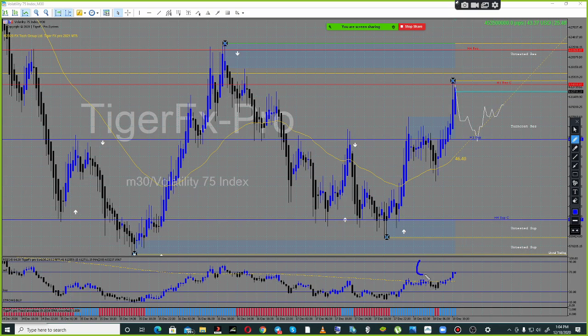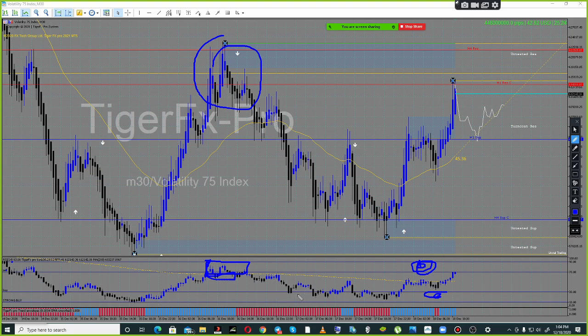Like the upper area, there is resistance; the lower area here is support. If price is in this area here, it's at the resistance area, so that's why I said sell. It's at the resistance area. If it meets all the requirements for you to take a trade, you take a trade.